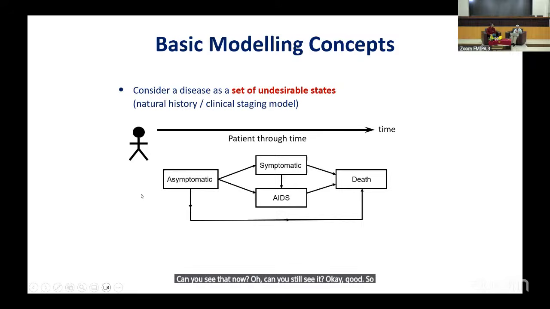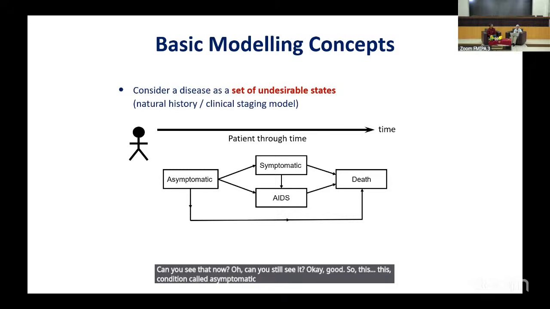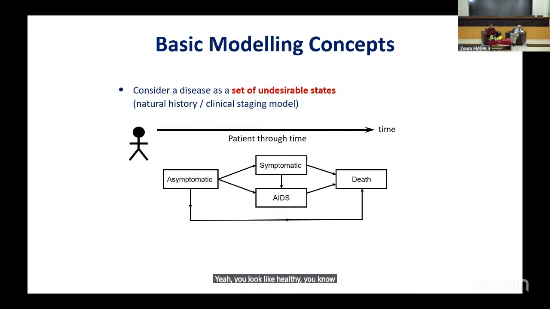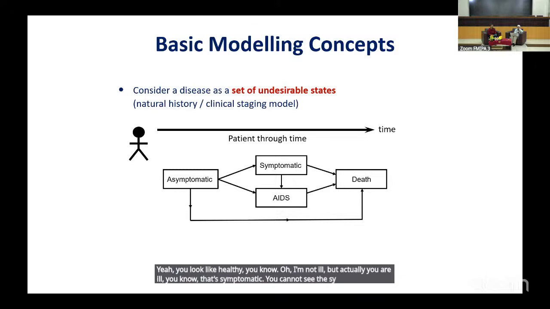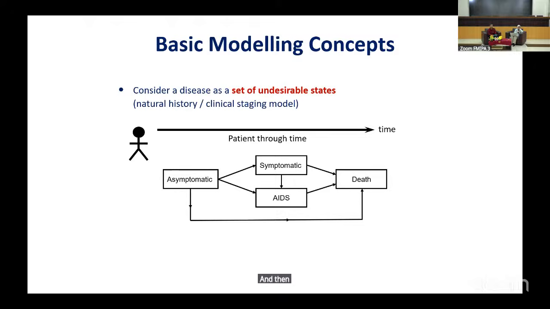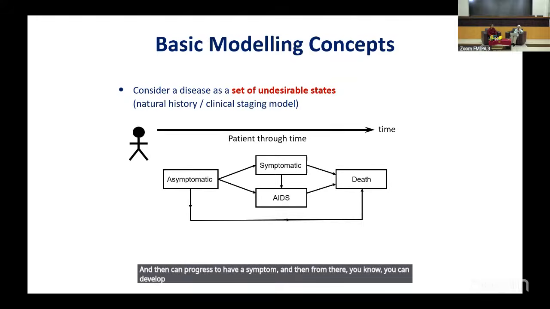So this condition is called asymptomatic, and then it progresses to symptomatic. Asymptomatic is the condition where you have the illness, but you don't show it. You look healthy, you think I'm not ill, but actually you are ill. You cannot see the symptom. And then it can progress to have a symptom, and from there it can develop AIDS, and then progress to death.